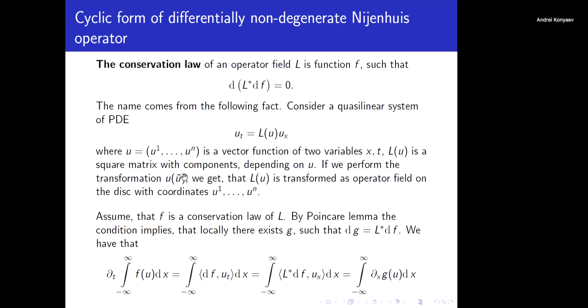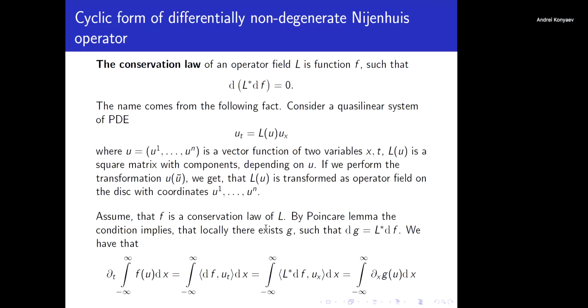If we do the coordinate transformation, where t stands for the derivative in t and x stands for the derivative in x, then we will see that Lu is transformed as a linear operator. So if we consider u to be coordinates on some, let's say, ball or manifold, on some disk, then we get that Lu defines an operator field on this disk. So basically, we say that a system of quasi-linear PDEs has a natural operator field associated to it.